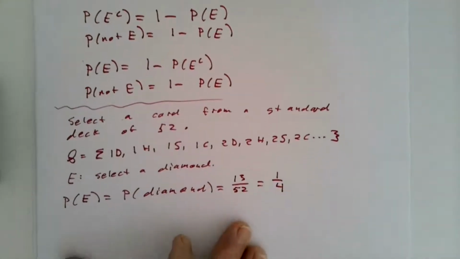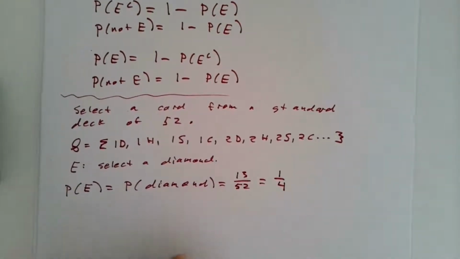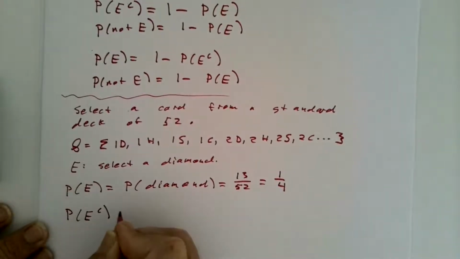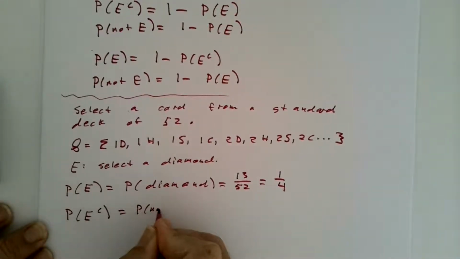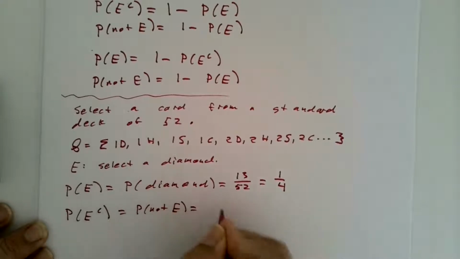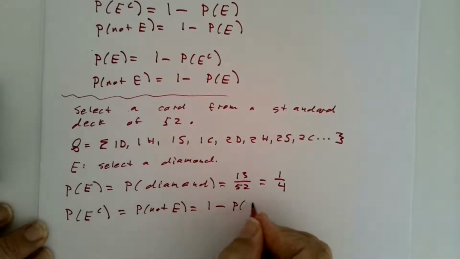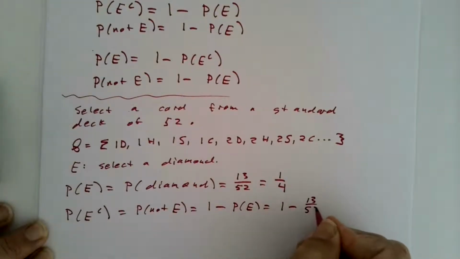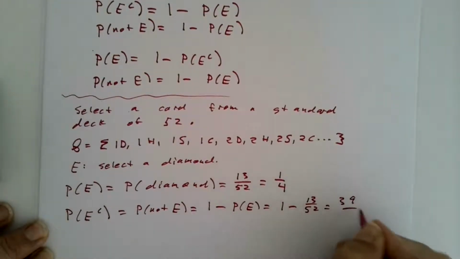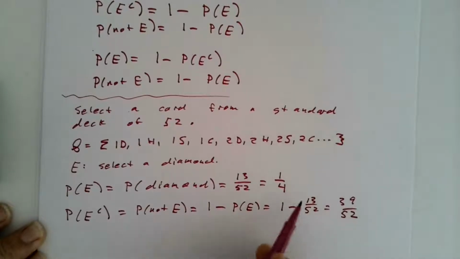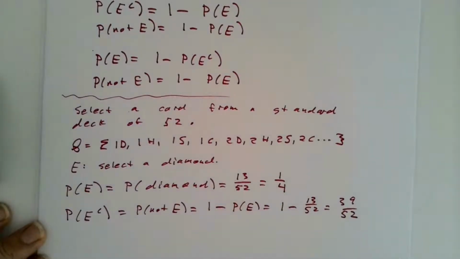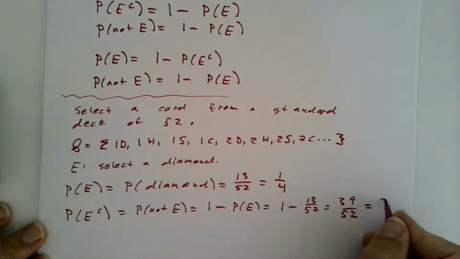So using our rule, the probability of not E, the probability of E complement, is 1 minus the probability of E, which is 1 minus 13/52, which is 39/52. Again, 13 winners, 13 diamonds, 39 non-winners. And you can reduce that, of course, to 3/4.